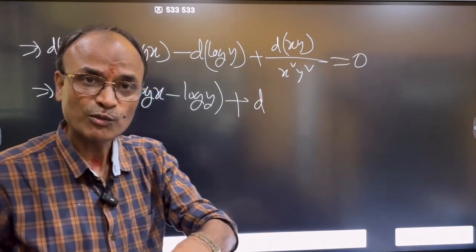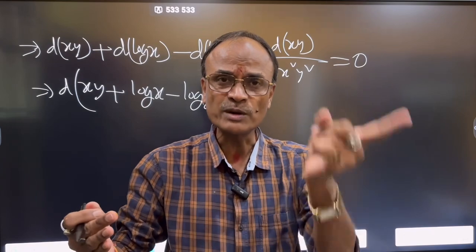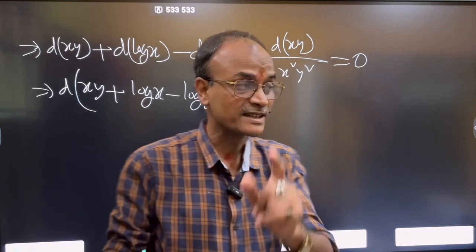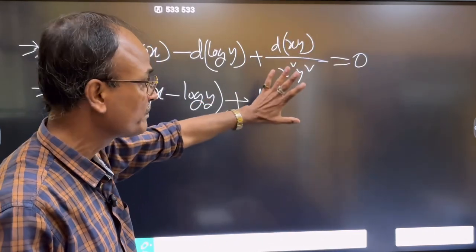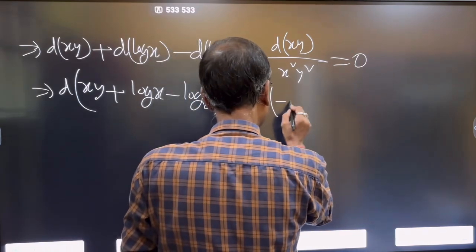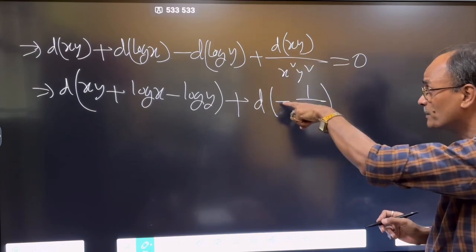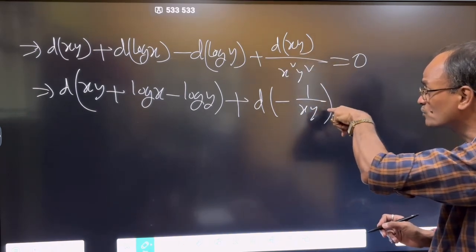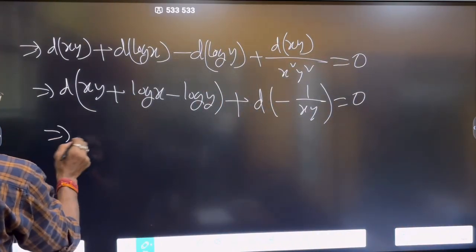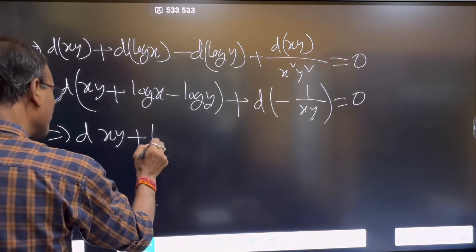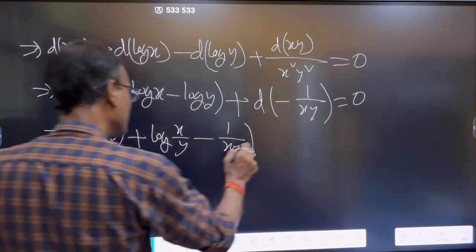Integration of 1 by x square is the integration of x to the power minus 2, which is x to the power minus 1 by minus 1, means minus 1 by x. Therefore, integration of 1 by x square y square with respect to xy will be minus 1 by xy. If you differentiate this, you will get minus of minus 1 by x square y square into d of xy. Or d of xy plus log of x by y minus 1 by xy equal to 0.